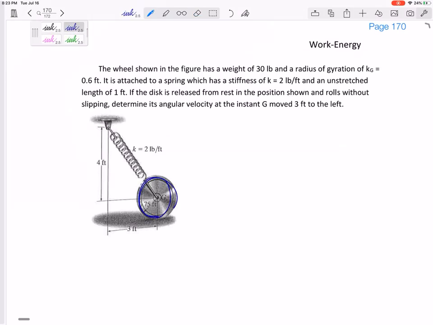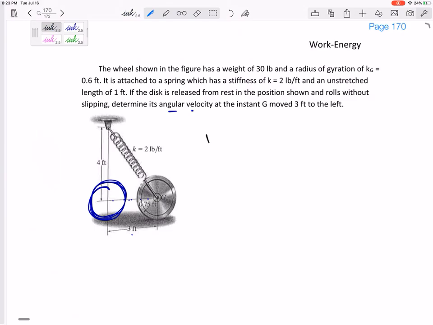Initially, it's right here. Initially, it's in the position shown. It's released from rest. It rolls without slipping. It's going to come over here, and this is going to be its final position right here. Determine its final angular velocity when G has moved 3 feet to the left.